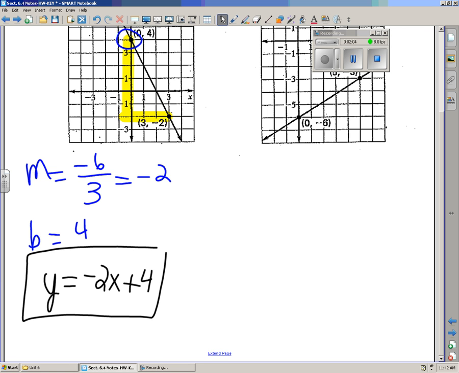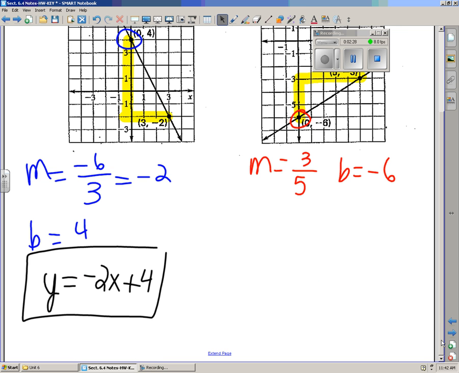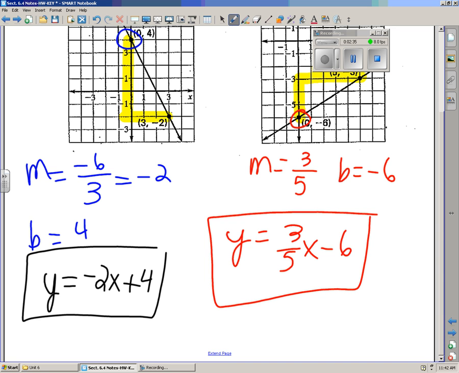If we take a look at this next one, my line rises from left to right, so my slope is positive. I'm going to trace my path up and over, and I realize that my slope in this case is up 3, to the right 5. The point where the line crosses the y-axis is at negative 6. And now again, you're back to the beginning where you just write your equation: y equals 3/5 x minus 6.